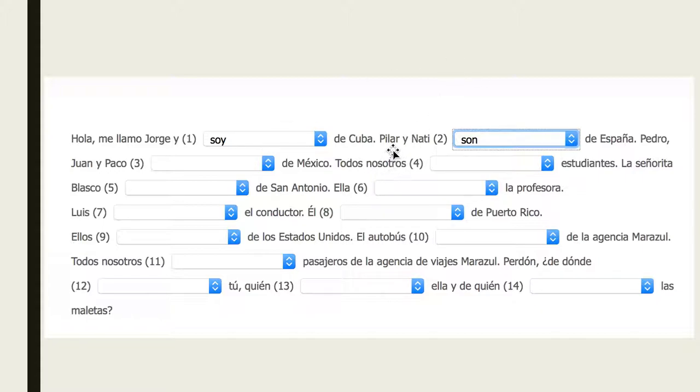The next sentence, Pilar y Nati blank de España. So the subject are two people, Pilar y Nati. We would say they are from Spain. Since they is ellas, we would use son, and so forth here.